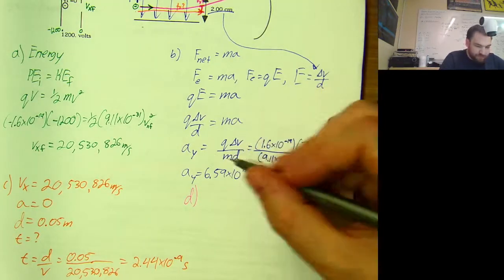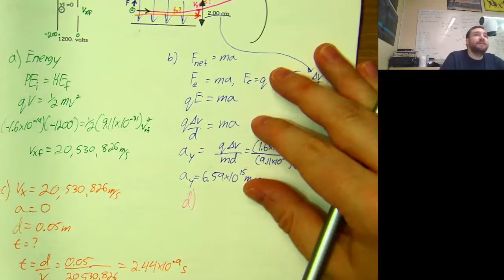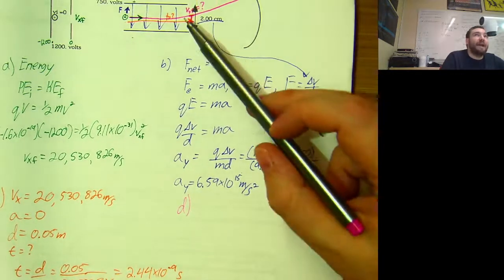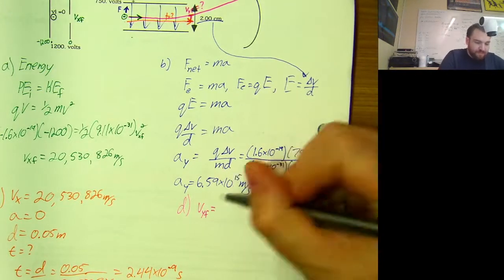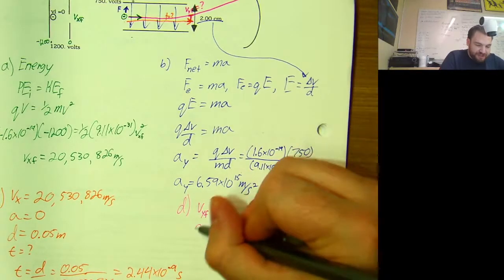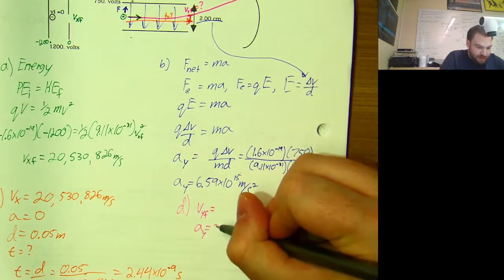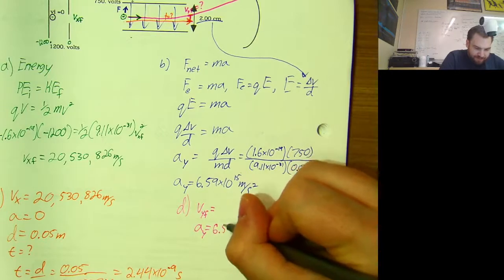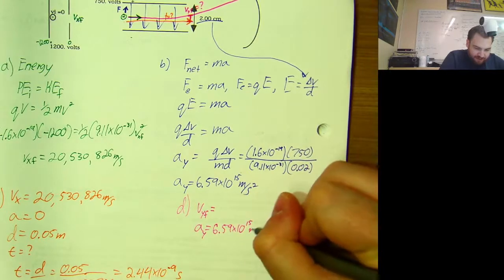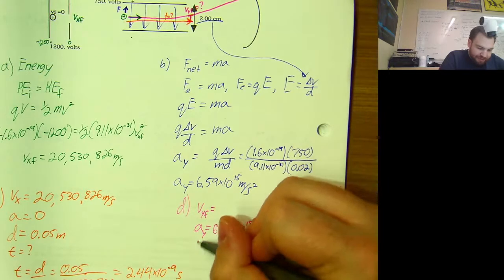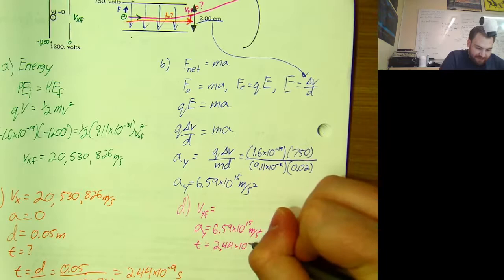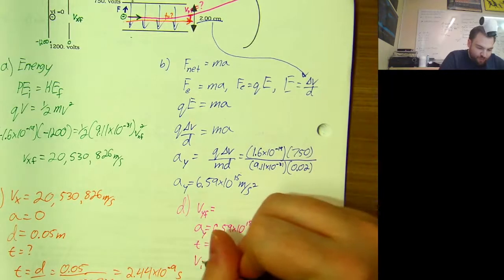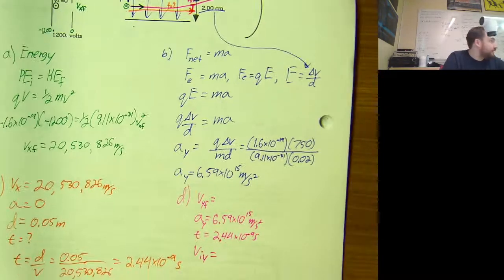So we're going to find that Vy component there. Vy final is going to be what we're looking for. We know the acceleration in the y direction is 6.59 times 10 to the 15 meters per second squared. We know that the length of time it's in the tube is 2.44 times 10 to the negative 9 seconds. And the initial y velocity is our favorite number, 0.